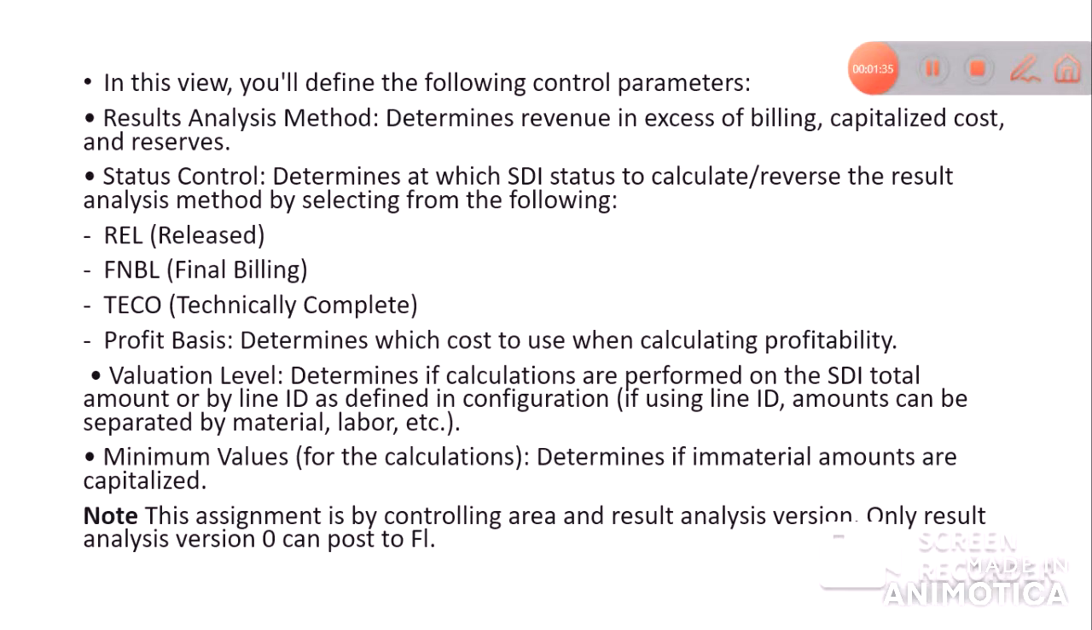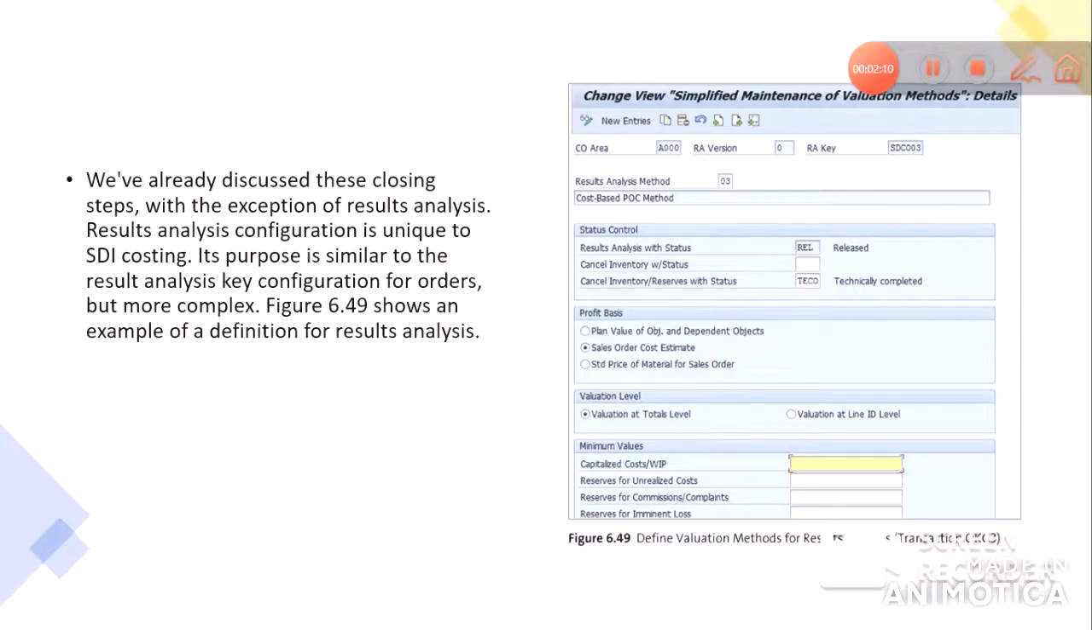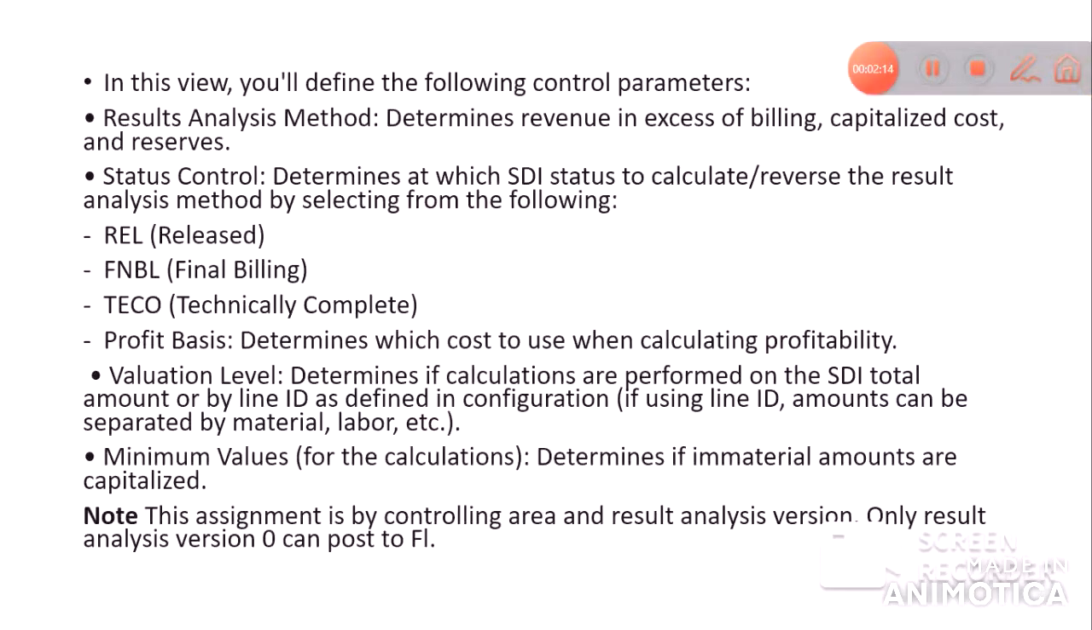Valuation level determines if calculations are performed on the SDI total amount or by line ID as defined in configuration. If using line ID, amounts can be separated by material, labor, etc. Minimum values for the calculation determines if immaterial amounts are capitalized. Note, this assignment is by controlling area and result analysis version. Only result analysis version 0 can post to FI.